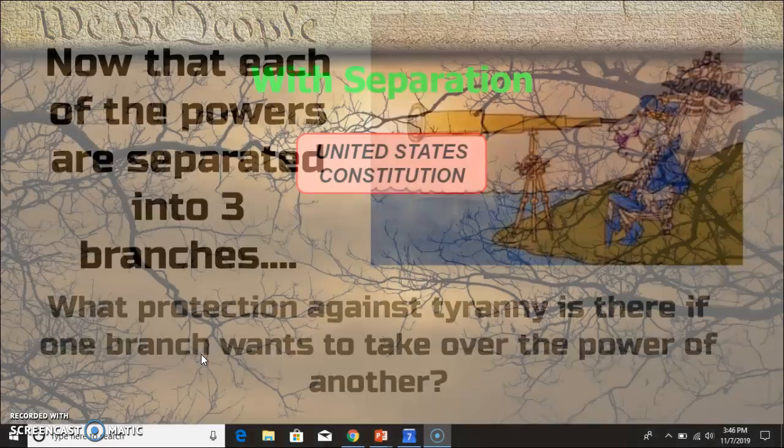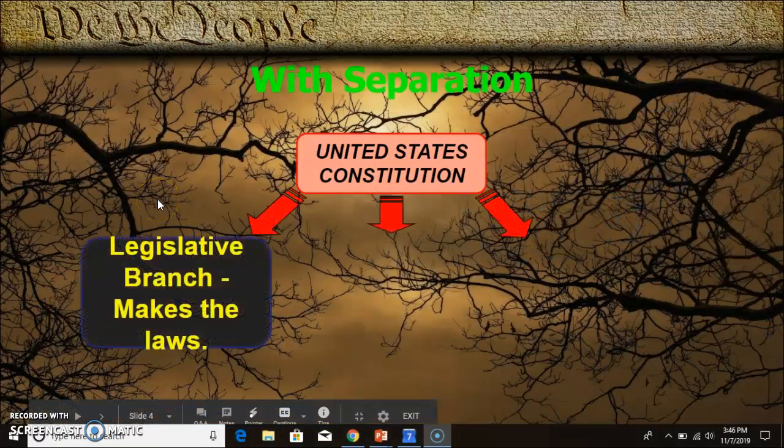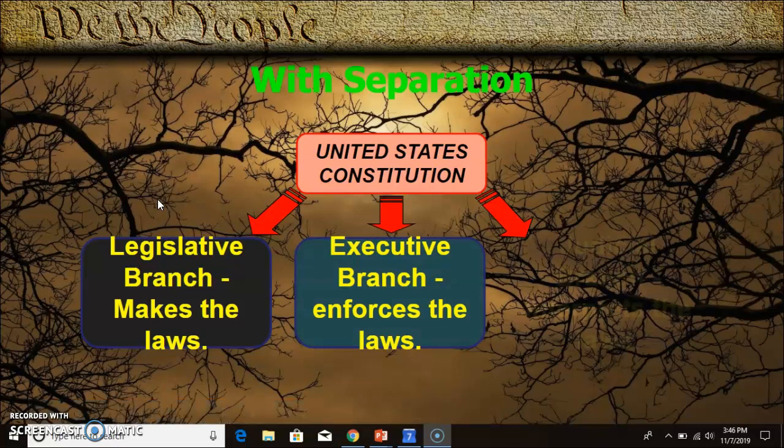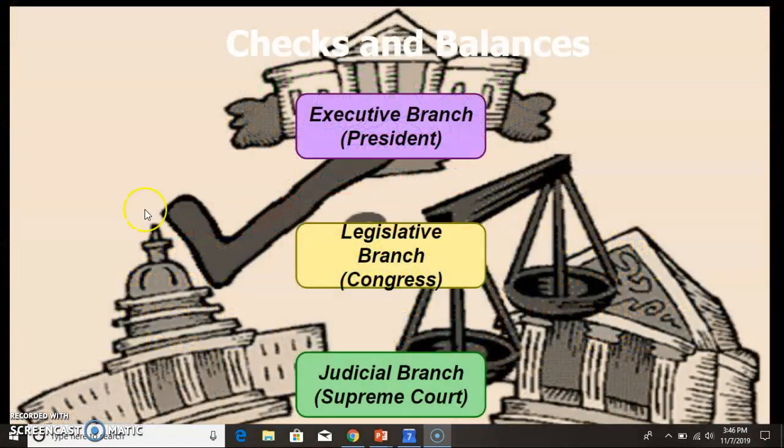How can we handle that? Well, they came up with checks and balances. As you said before, we have the legislative branch, the executive, and the judicial. Again, what is going to keep one of these branches from becoming too powerful over the other? And that's checks and balances.